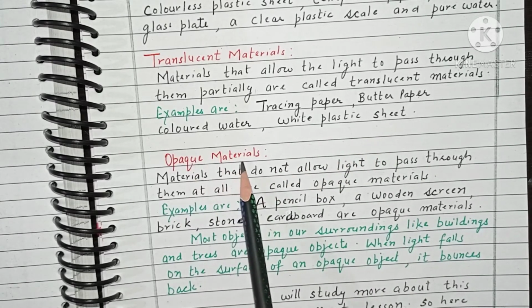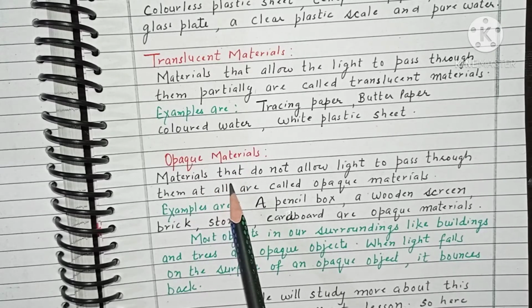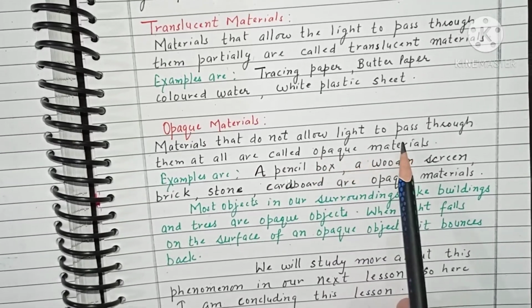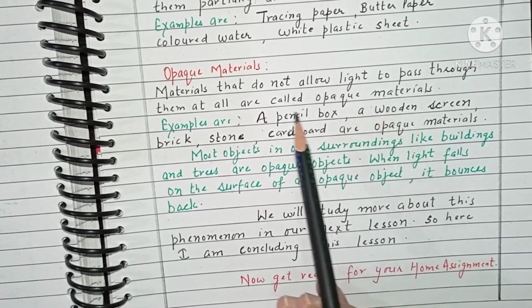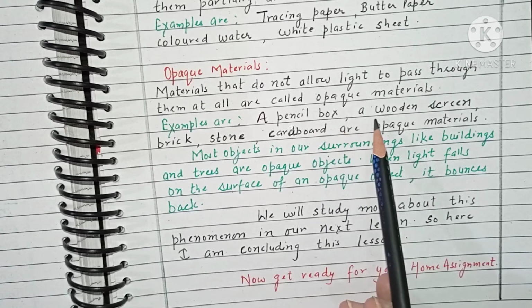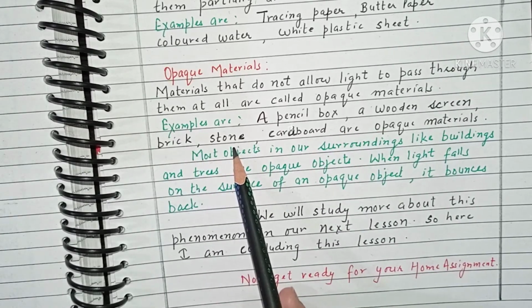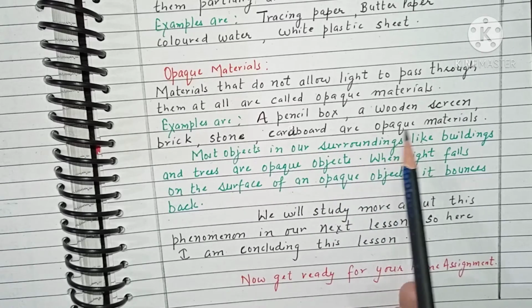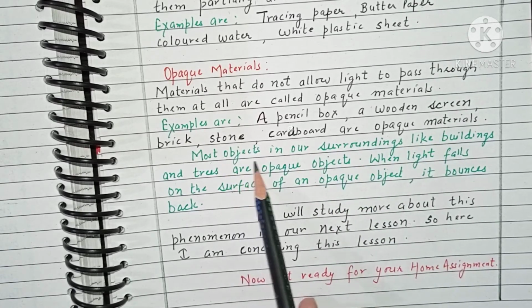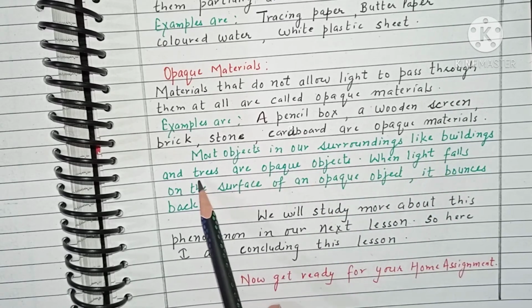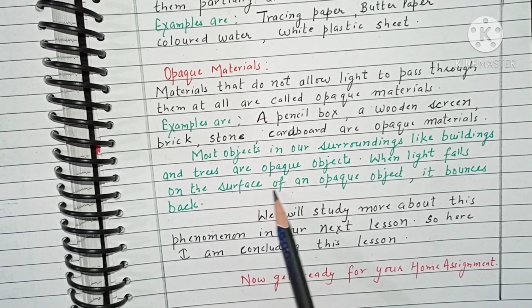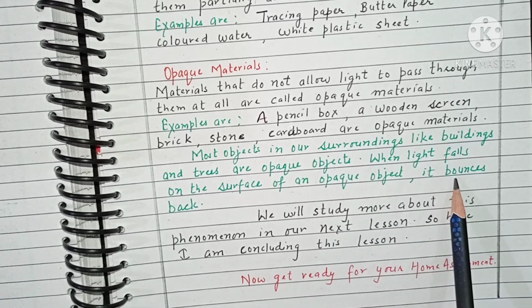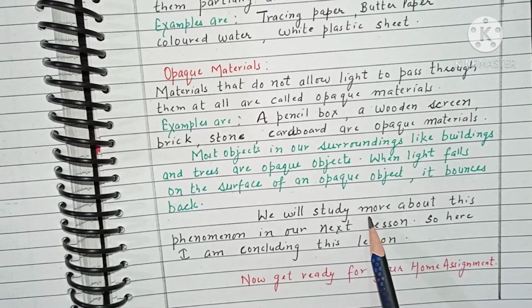Now, opaque materials. Materials that do not allow light to pass through them at all are called opaque materials. The examples are a pencil box, a wooden screen, brick, stone, cardboard. Most objects in our surroundings, like buildings and trees, are opaque objects. When light falls on the surface of an opaque object, it bounces back. We'll study more about this phenomenon in our next lesson.